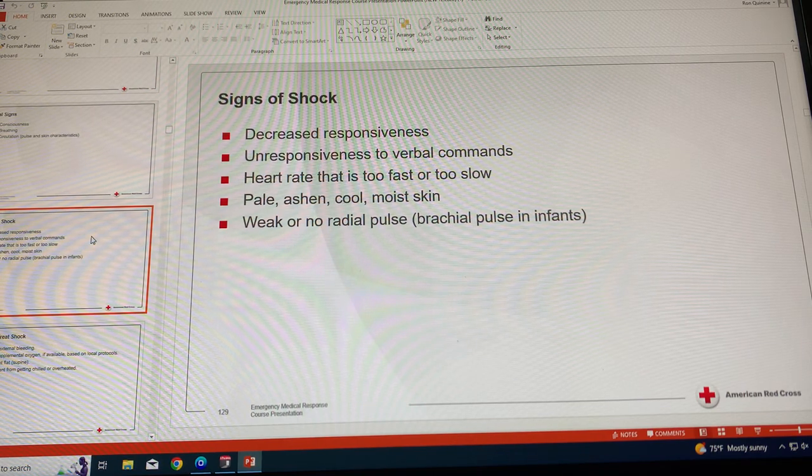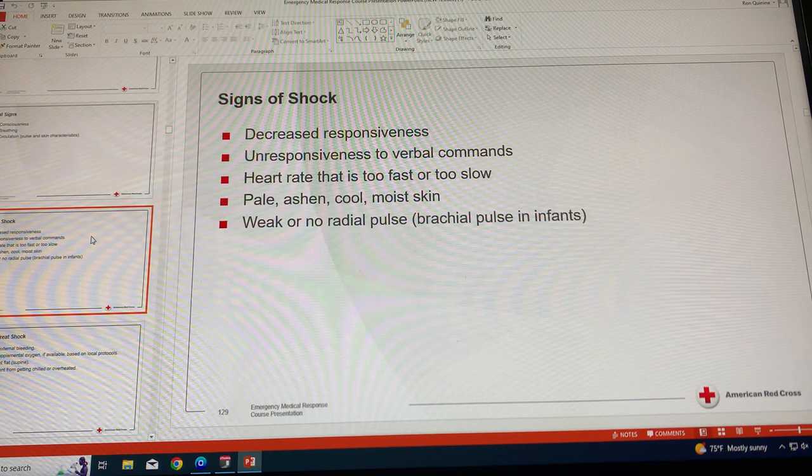And now we have here signs of shock. Decreased responsiveness, okay? Something is going on if someone is not able to respond. We have some issue going on, right? Signs of shock. Unresponsive to verbal commands, okay? So you're asking them questions and telling them to do simple things, and they are unresponsive to that. Things that a person who's in normal or at least reasonable condition should be able to do.